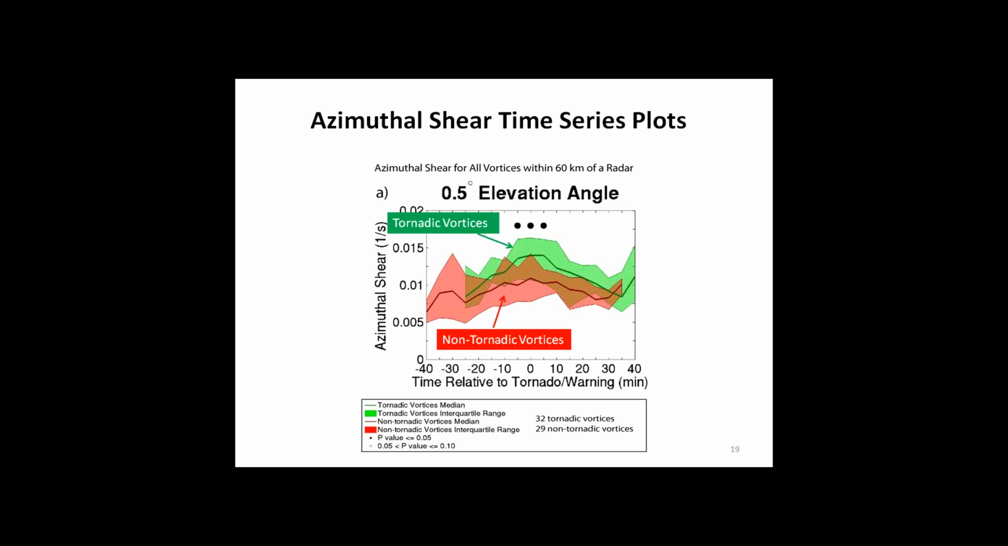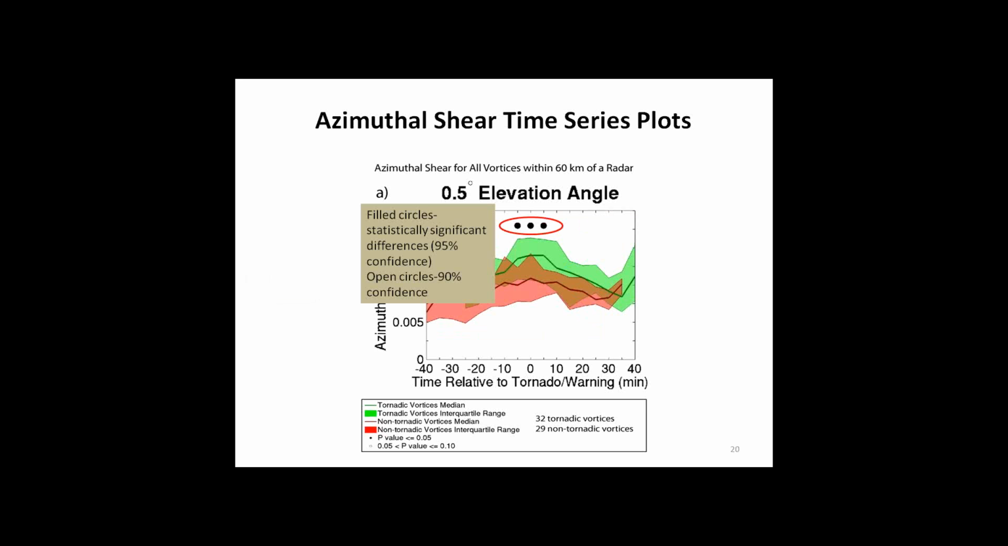Green indicates azimuthal shear for the tornadic vortices, while red indicates azimuthal shear for the non-tornadic vortices. Median values of azimuthal shear are indicated by solid lines, and the interquartile range is filled. That's the 25th to 75th percentile values of azimuthal shear for the population. If you're familiar with the box and whisker plot, that would be the box section of that kind of plot, but showing how it changes over time.